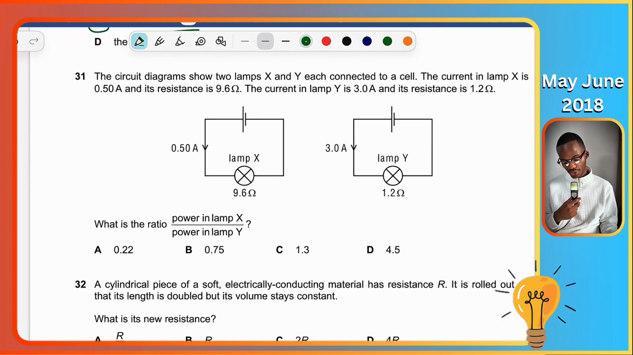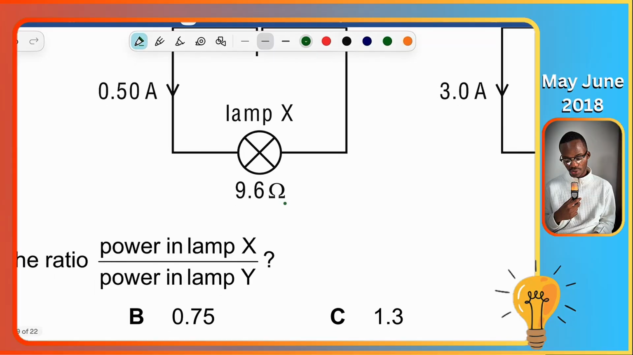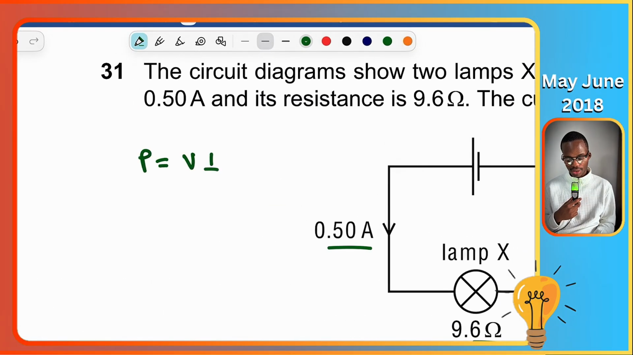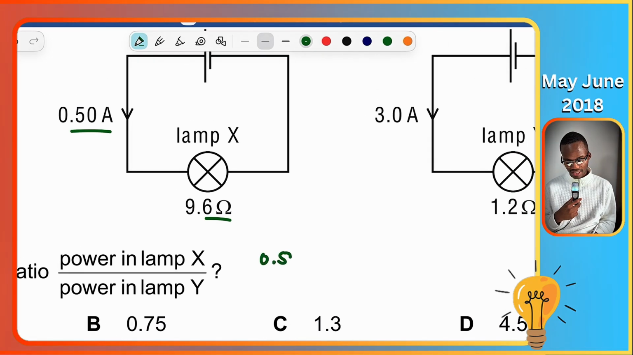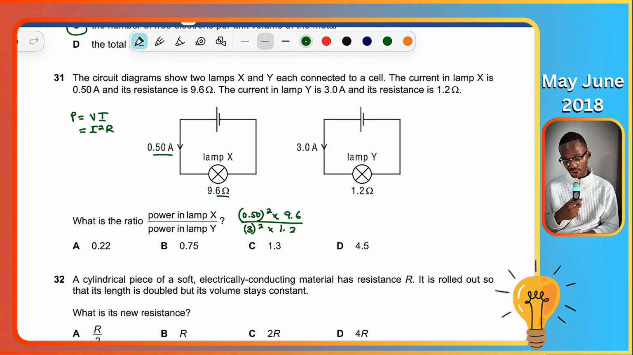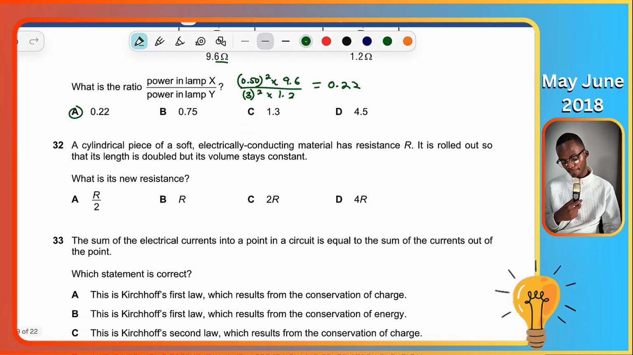Third one, what is the ratio of power in lamp X to power in lamp Y? Very simple. You're given resistance and current and you're asked to find power. Guys, come on. Power is VI. But voltage V is IR, so power is I squared R. So power in lamp X is I squared, 0.50 squared, times R, 9.6. Power in Y is 3 squared, times 1.2. Okay, you punch that in, and you get 0.22, which is A.